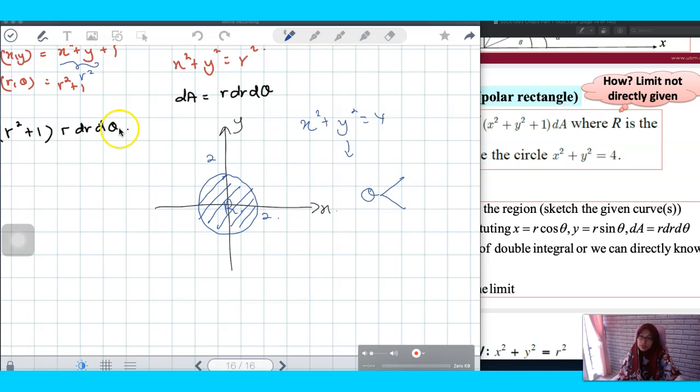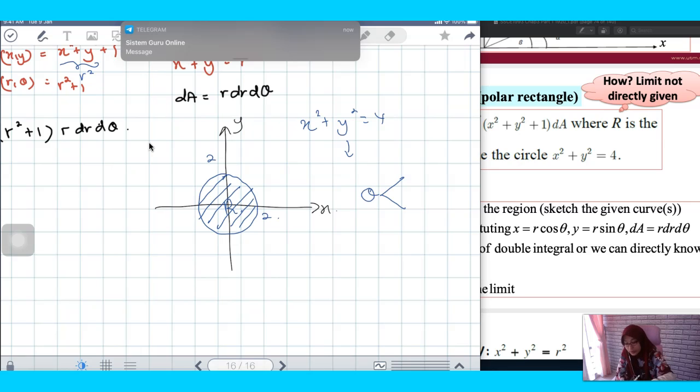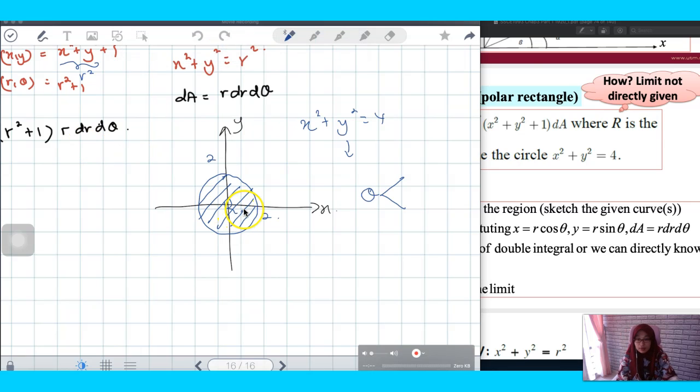Okay, as we know, when you put theta as the outside integral, then your limit should be constant. So what is theta? Theta is angle. So now you have a complete circle. When we say that it is a complete circle, your theta should start at theta equal to 0.